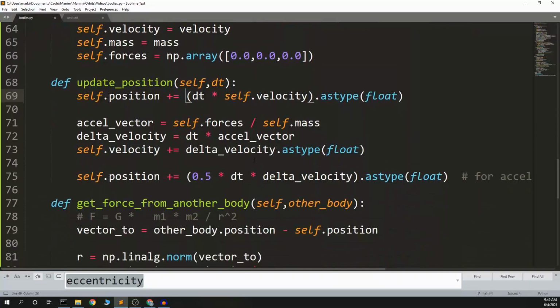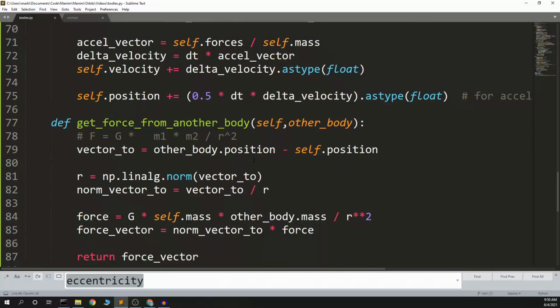So the first thing you need to do is get the force from one body acting on the other. The equation for force is the gravitational constant, big G, times the mass of the first body, times the mass of the second body, divided by the distance between them squared. It's easier if you do this all in metric, so I'm using meters, seconds, meters per second, and kilograms for all my units. Otherwise, if you're trying to do it in pounds and feet, it's definitely doable, but it's just a little bit easier in metric.